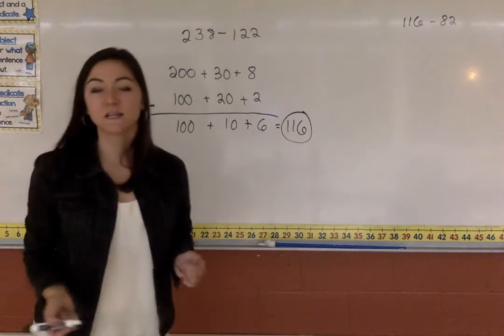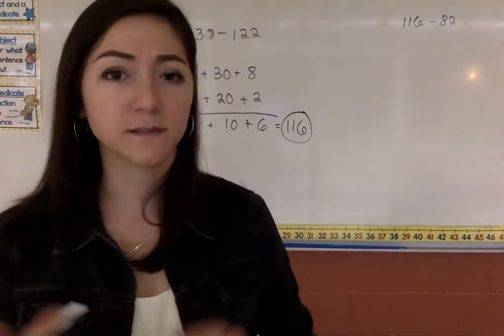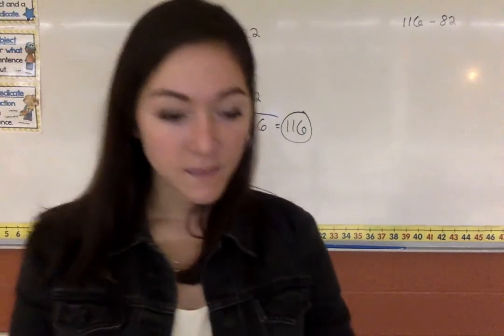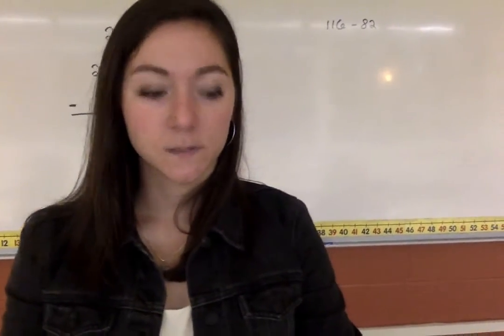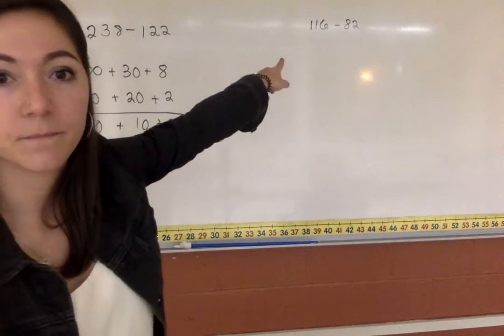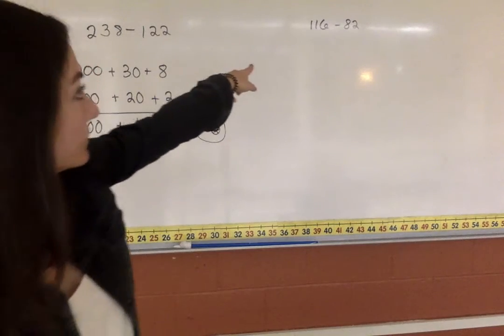Okay, so sometimes things are nice and easy. We always have enough ones or tens or hundreds to take away. But sometimes things are not so easy. So let's practice with the numbers 116, and we're taking away 82.